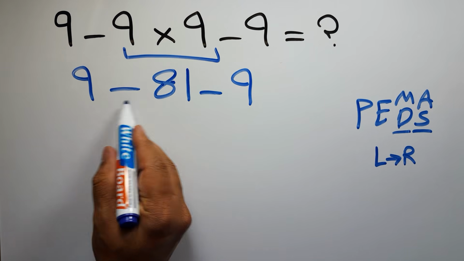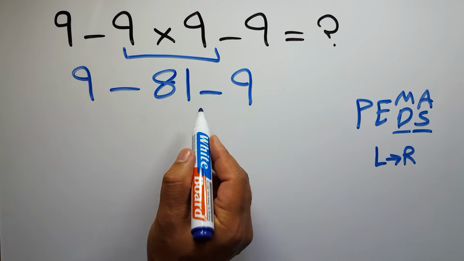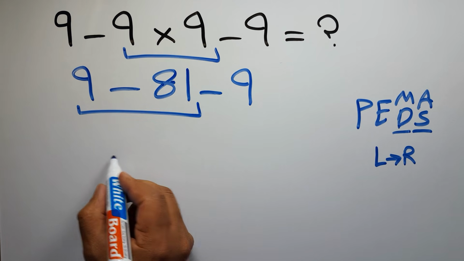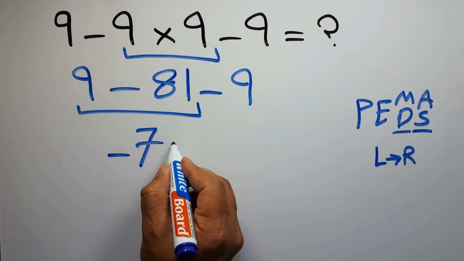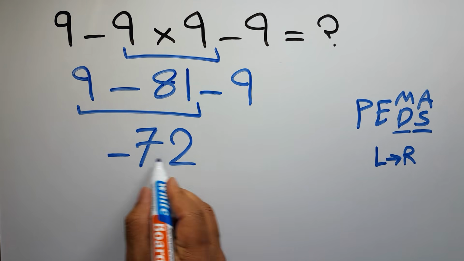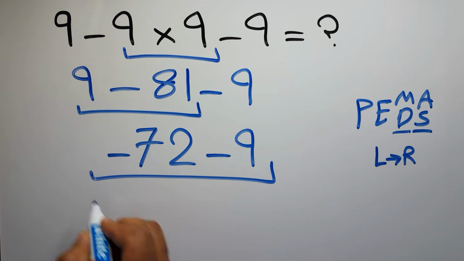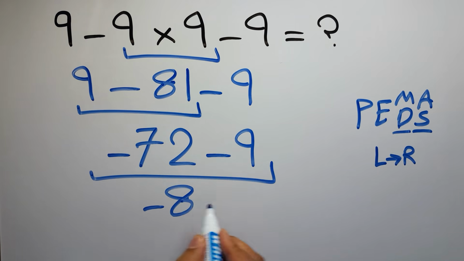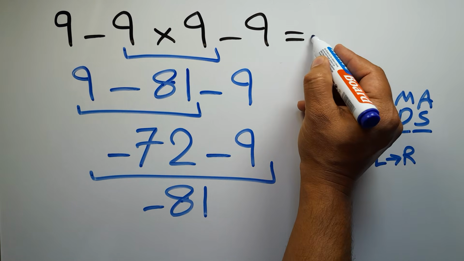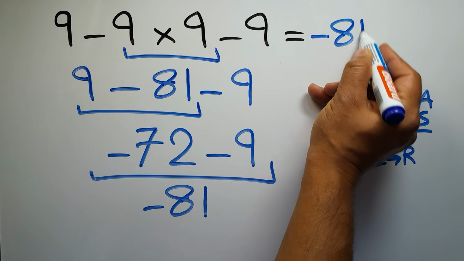Now we have to do this subtraction. 9 minus 81 gives us negative 72. So negative 72 minus 9, which equals negative 81. And this is our final answer to this problem. The correct answer is negative 81.